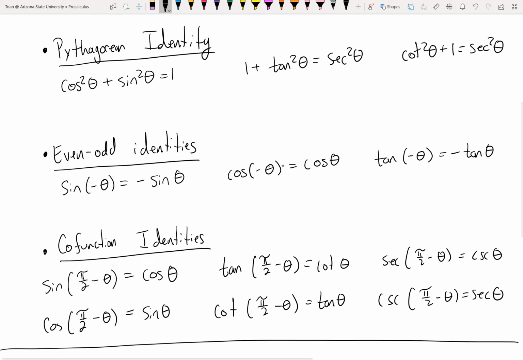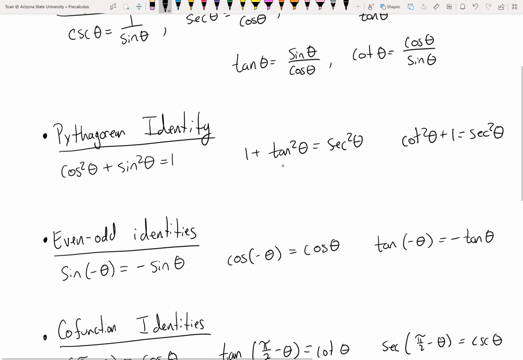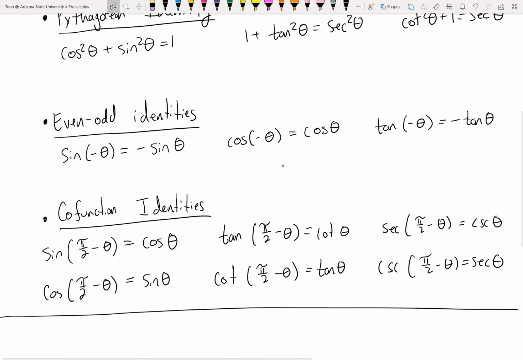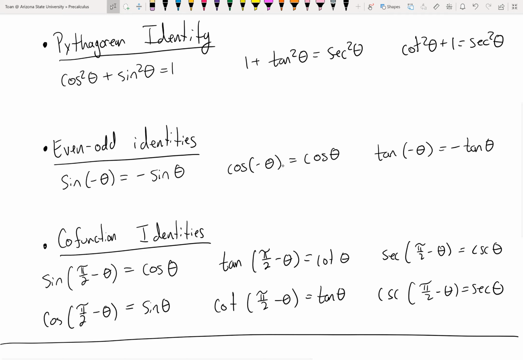So these four sets, the reciprocal identities, the Pythagorean identities, the even-odd identities, and the cofunction identities, there's no way around it. We simply need to know them. So do whatever you need to.